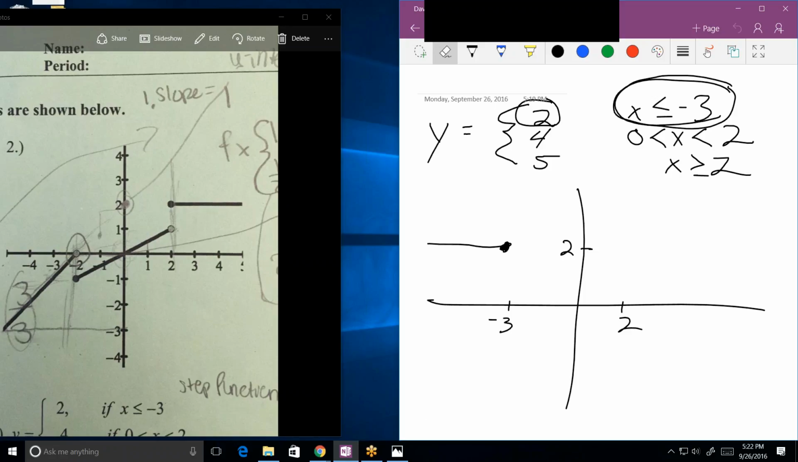And this could be any number you want. In other words, if this would have said minus 4, then I would only draw the horizontal line up to the minus 4 point.